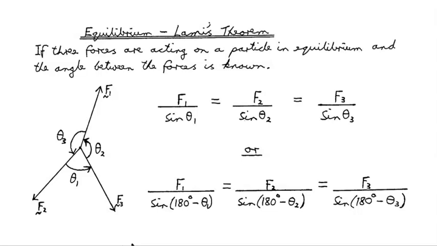In this video, we're going to look at Lami's theorem and its relationship to equilibrium of forces. If three forces are acting on a particle and they're in equilibrium, and the angles between the forces are theta 1, theta 2 and theta 3, then these relationships listed here hold, and I'll show why that is in a moment.